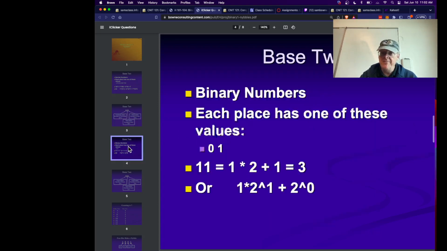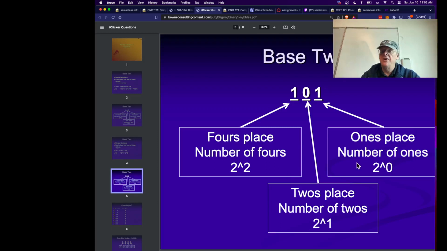Now in binary, you only have two numbers, 0 and 1. So if you write down 1, 1, that means 1 times 2 to the 1 plus 1 times 2 to the 0. That's 3. So the one on the right is the number of ones, the next one is the number of twos, the next one is the number of fours. So 101 is 5. It's a 4, no twos, and a 1 for 5.